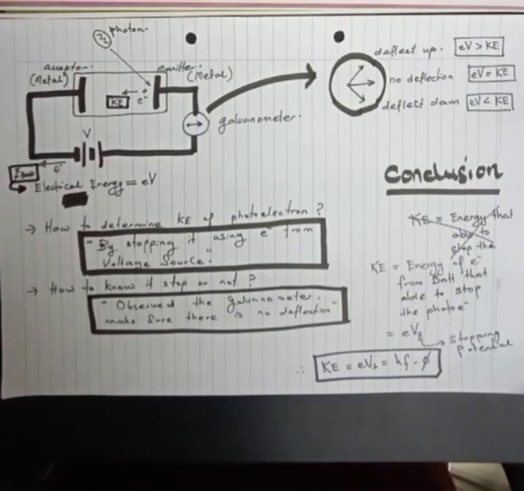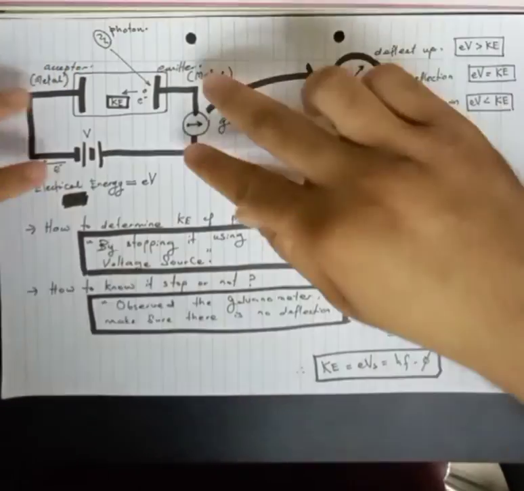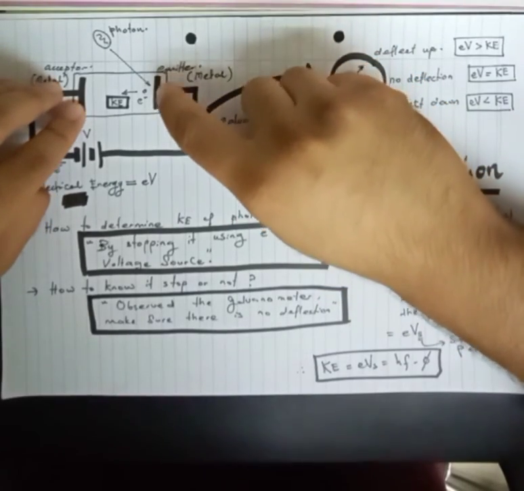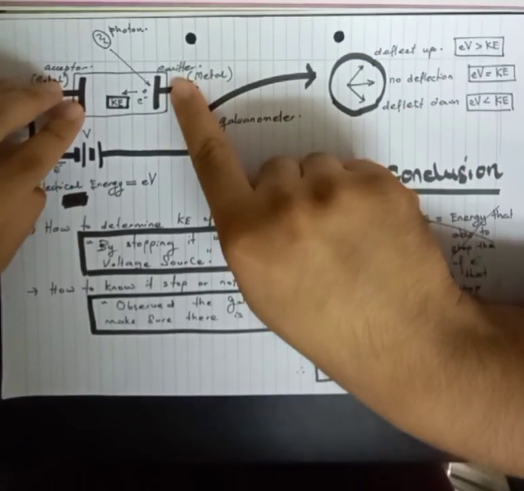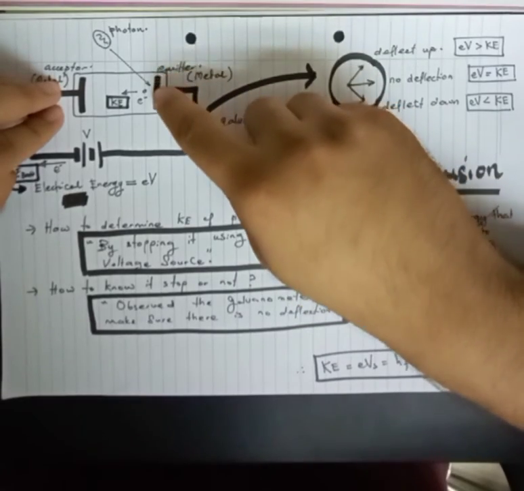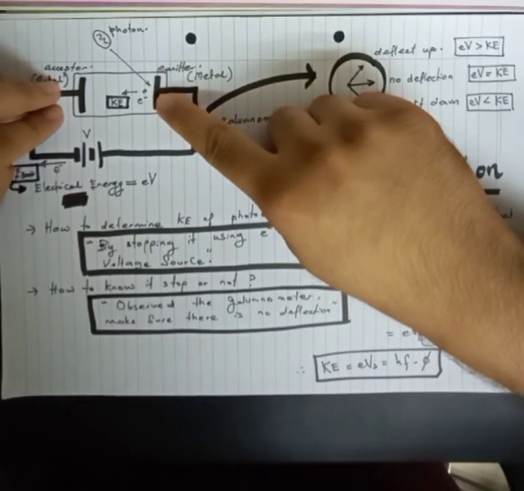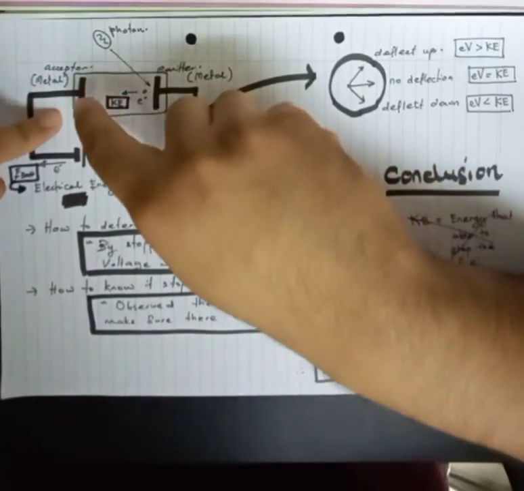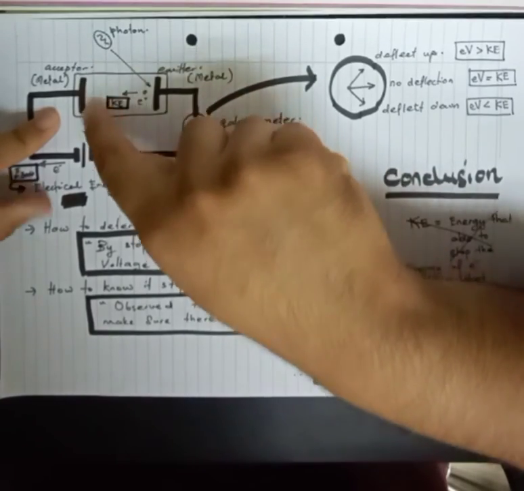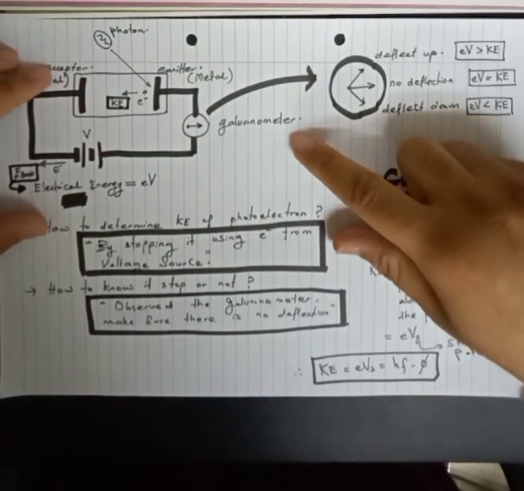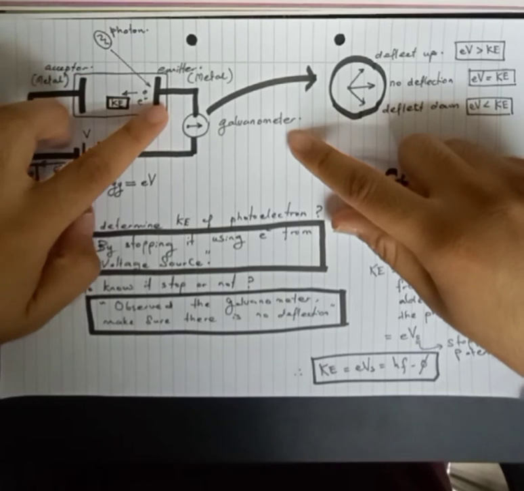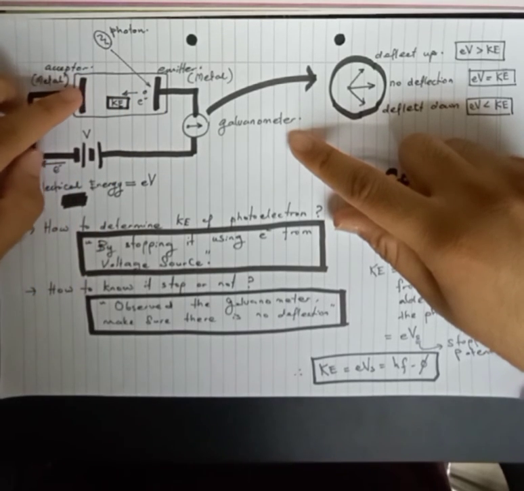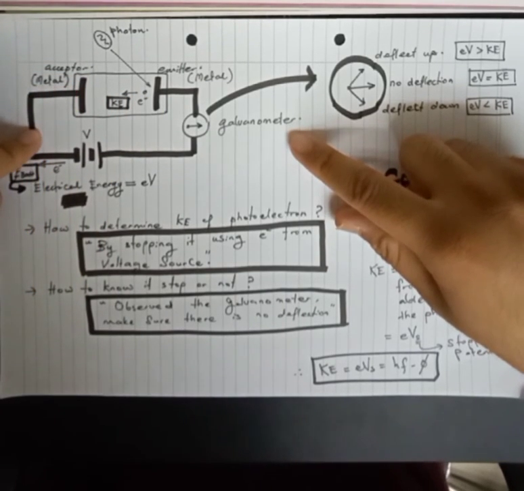Okay, let's first explain what this circuit is. This is a metal that is called the emitter. This metal will accept photons and then eject electrons. This is also a metal that we call the acceptor. The acceptor will receive the electrons from the emitter and allow the electrons to move inside the circuit.